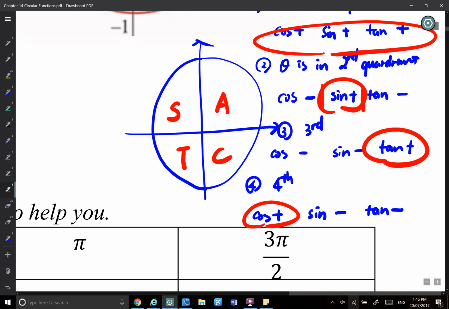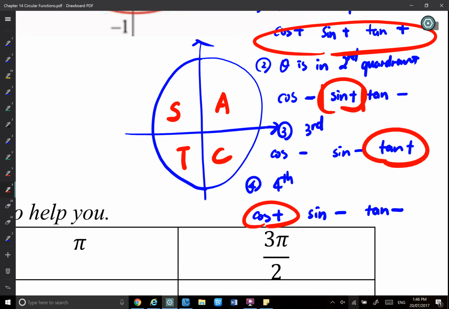Therefore, we have a quadrant called CAST, C-A-S-T. Okay, I remember it from the fourth quadrant: C-A-S-T. Go anti-clockwise. Start from the fourth quadrant, C-A-S-T. That's how I remember that. So this is why we have the CAST quadrant. Okay, that's why we have this.